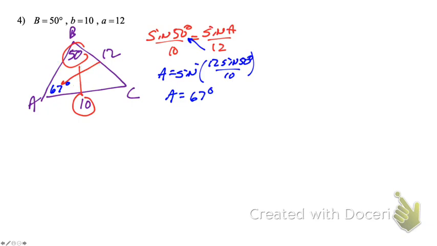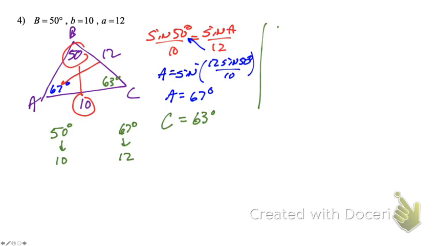Now once we have angle A to be 67, we can subtract from 180, and we will get angle C to be 63. When I put angle C in here as 63, I notice that I have a 50 degree angle that has a 10 opposite of it. I have a 67 degree angle that has a 12 opposite of it. The angle we just got, 63, is between those two. So what do we know about side C? We should get an answer between 10 and 12. So we'll see if we do.